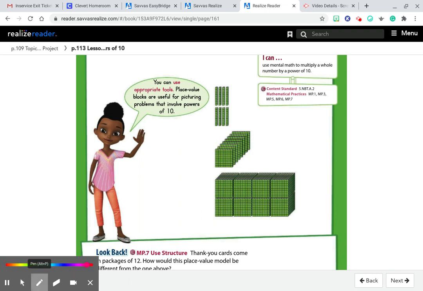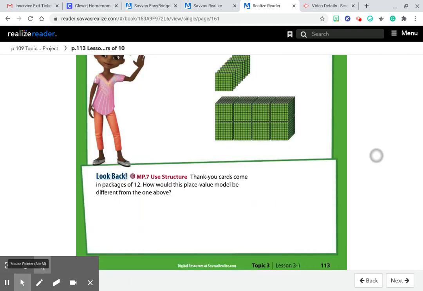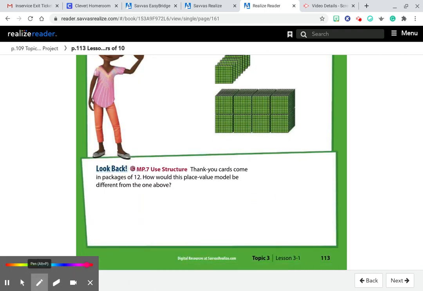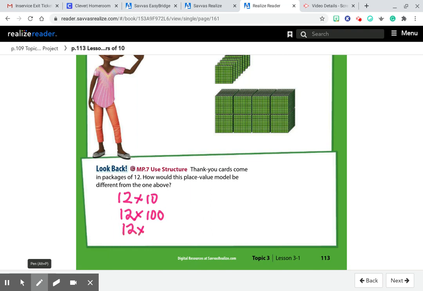Thank you cards come in packs of 12. How would you use place value? How would the model look different than the model above? Well, the model above, we're multiplying by 8. And in the look back, you're multiplying by 12. So how would it look different? Well, instead of 8, we'd be doing 12. 12 times 10, 12 times 100, 12 times 1,000.